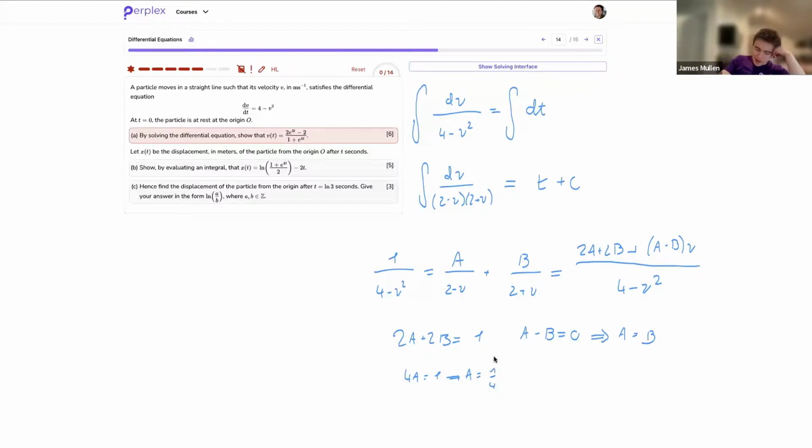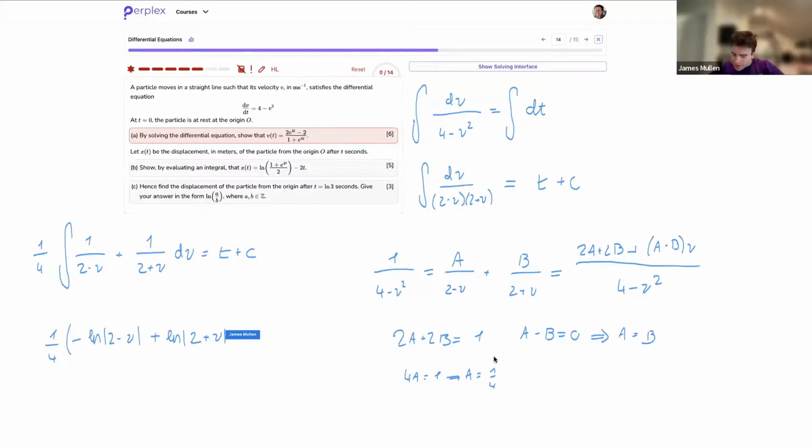Okay, so now I can say my integral becomes the integral of, I put the 1 over 4 outside, it'll be easier, 1 over 2 minus v plus 1 over 2 plus v dv is equal to t plus c. And I can integrate both of those. It's 1 over 4. This one is going to be negative ln of 2 minus v in absolute value. And the next one is just going to be ln of 2 plus v.